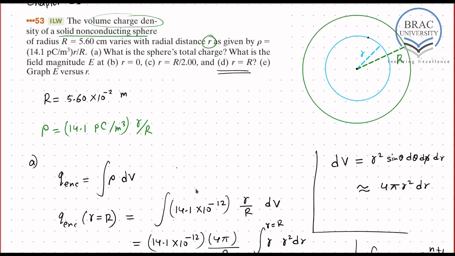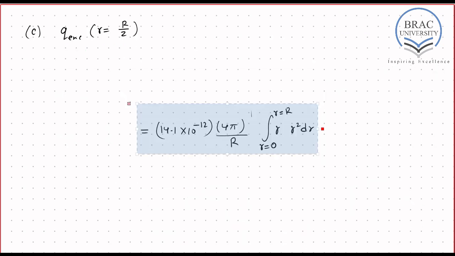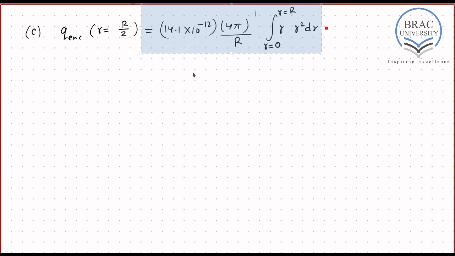So in C, we need to calculate the enclosed charge at r equals R by 2 first. So what was our expression? It was basically like this: 14.1 times 10 to the power minus 12, 4 pi over R, and the limit of the integration will be r equals 0 to small r equals R by 2. So let me just copy it from here. It's basically very simple, just the limit will be different. So this will be R over 2.